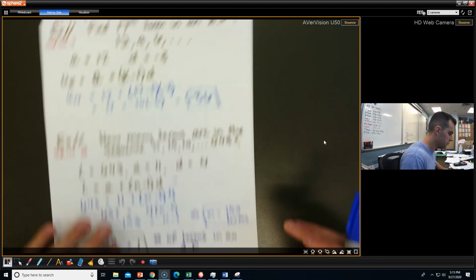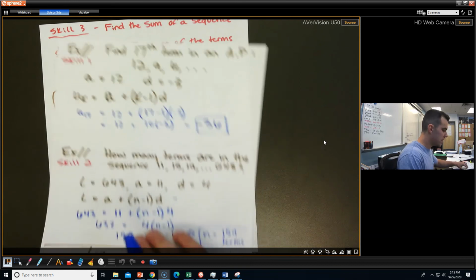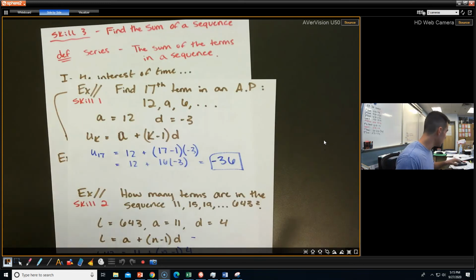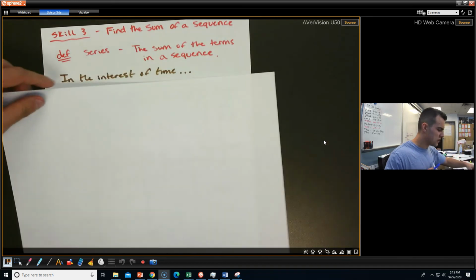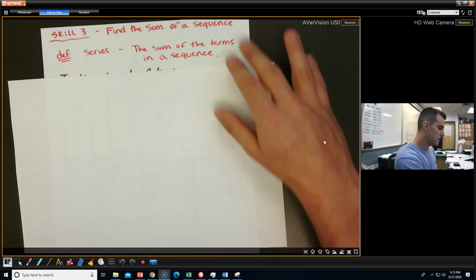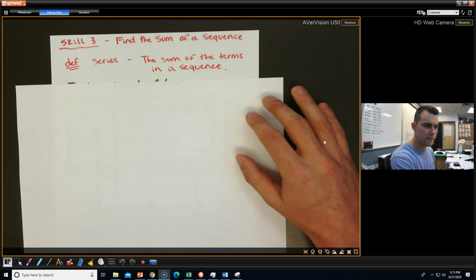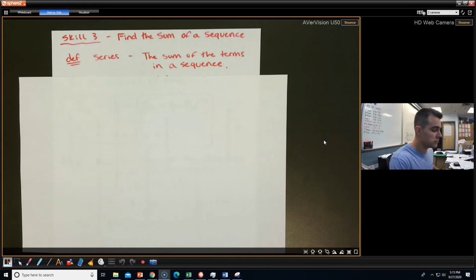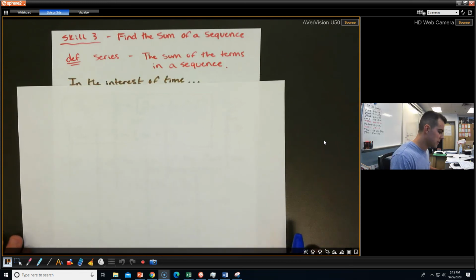And that's nice. So now, what if I wanted to take all these terms and add them together? For the interest of time, I'm pretty much just going to give you the formula, which I don't like doing, but I really just want you to be able to use the formula, not necessarily to see how it's derived. So skill 3 is finding the sum of a sequence, which brings us to summing sequences, which is called a series. So if I took the series of something, that is just the sum of the terms in a sequence. Okay? So let's see what that would look like.